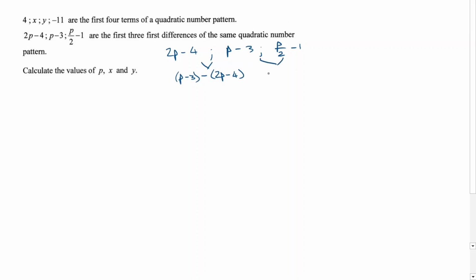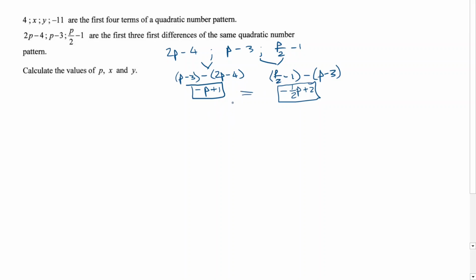Sadly, that's often where we have a few casualties of war, is people just not putting brackets carefully, and so all these terms become wrong. p minus 2p is minus p. Minus becomes plus 4, minus 3 is 1. So that's the second difference level. And then this one, it's p over 2, so half a p, minus p would be negative half p. And minus becomes plus 3, minus 1 is plus 2. So these two are our second difference level, and they should be the same.